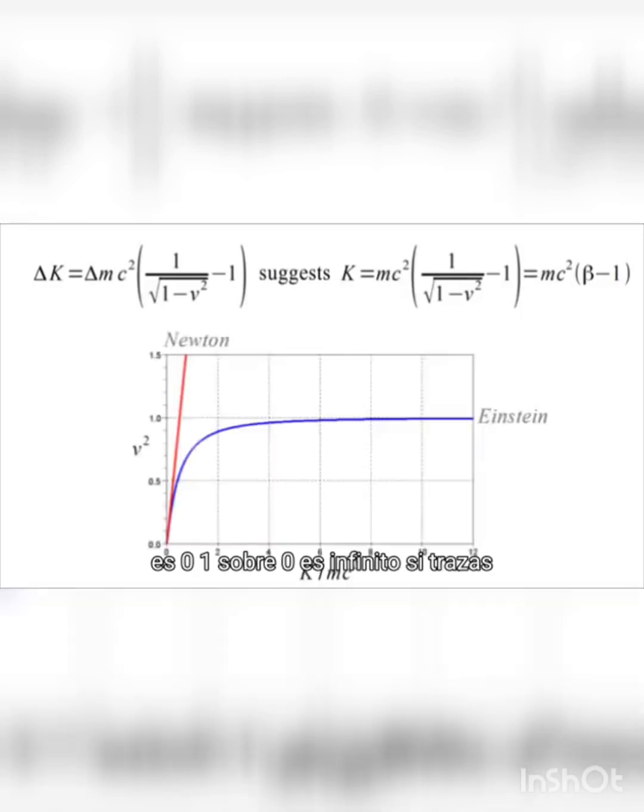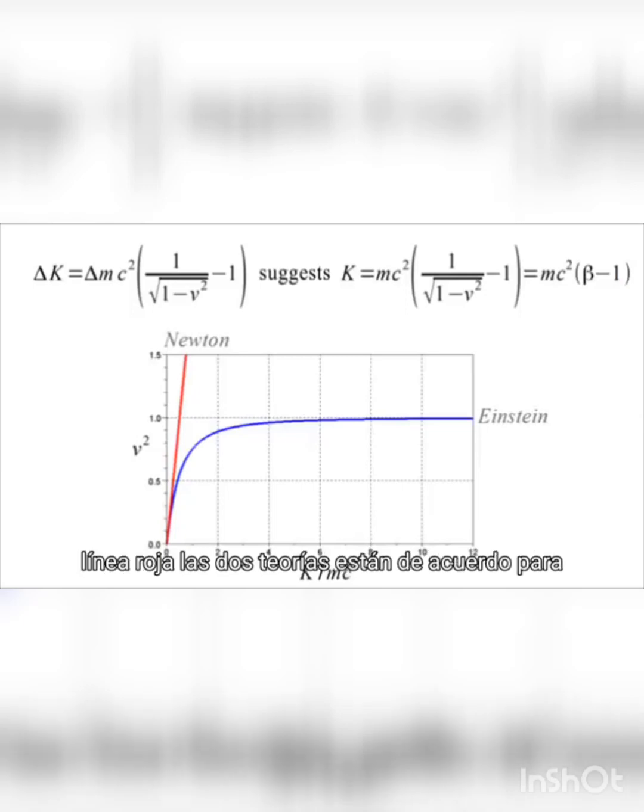Back to our expression for the change in kinetic energy. This expression strongly suggests that the relativity formula for kinetic energy should be mc squared, the intrinsic energy of a mass m, times 1 over the square root of 1 minus v squared, minus 1. And that's just mc squared times the dilation factor beta minus 1. And notice if v equals 1, that is the speed of light, the square root is 0, and 1 over 0 is infinity. If you plot the relation between kinetic energy and velocity, you get the blue curve shown here.